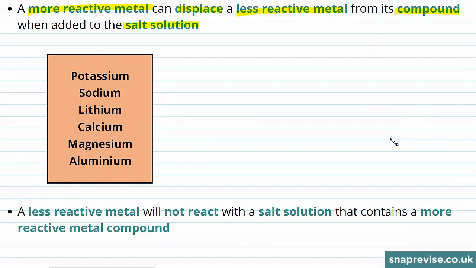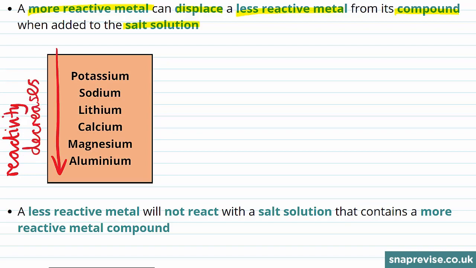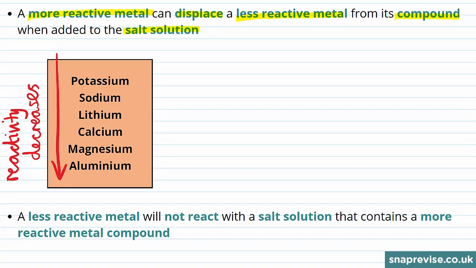Here we have a small part of the reactivity series, which as always is organised so that the reactivity decreases as you move down the series, showing us that potassium is more reactive than sodium, which is more reactive than lithium, and so on. We just thought of an example of a salt solution as magnesium chloride, which has the chemical formula MgCl2. What happens if you react a solution of magnesium chloride with a more reactive metal?